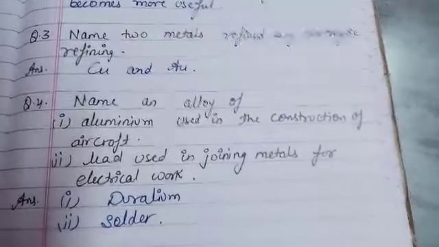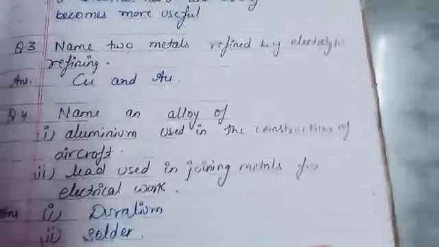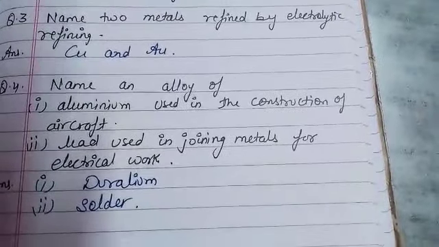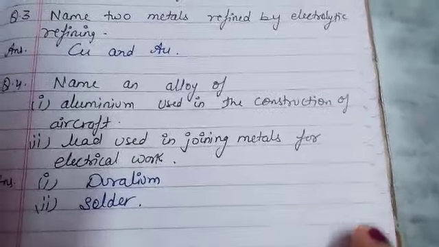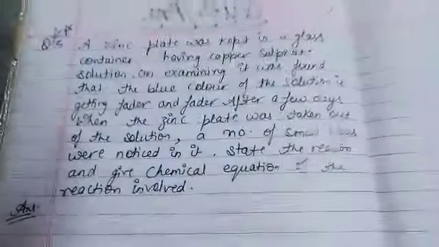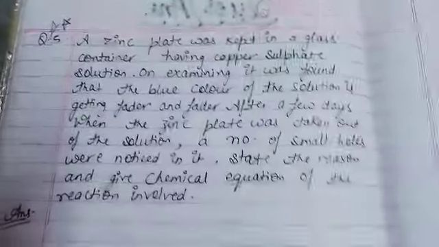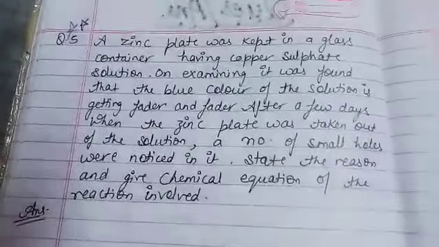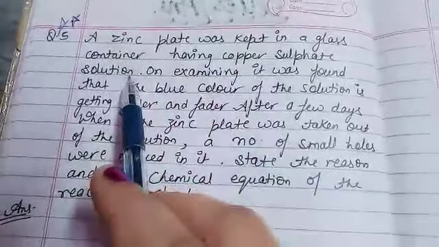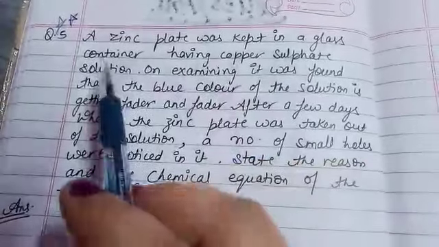Now we have one more question. Although we have done this type of question previously also, better you write it in your own language, I will only explain. Just see in this one: a zinc plate was kept in a glass container. This type of question is very important. It depends upon the displacement reaction and the reactivity series. So just check, a zinc plate was kept in a glass container having copper sulfate solution.